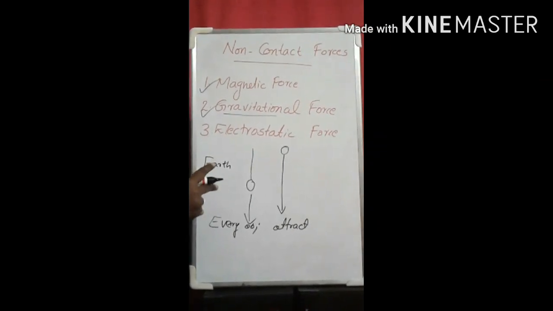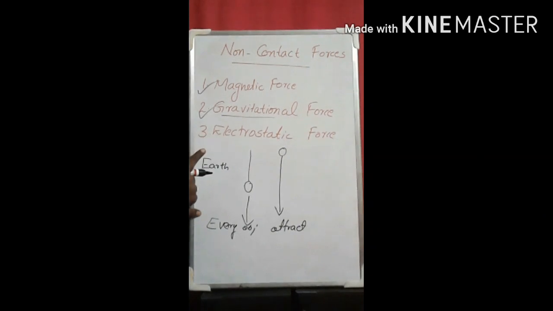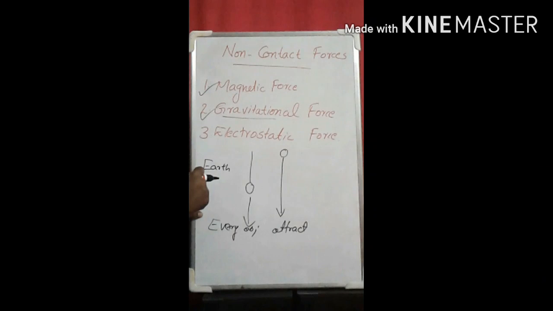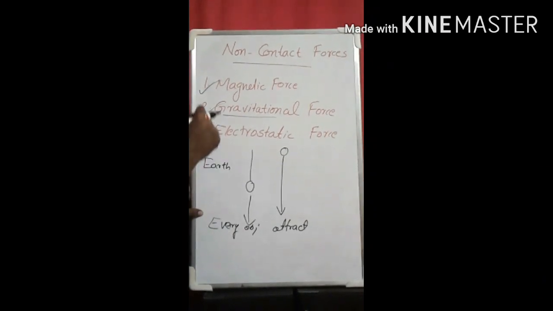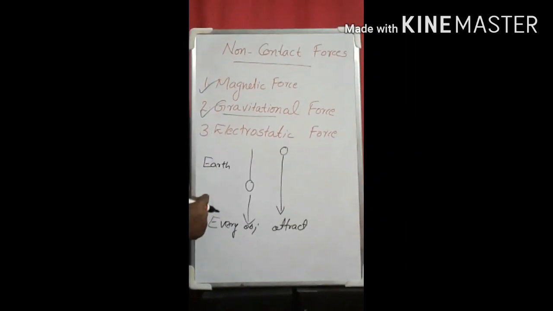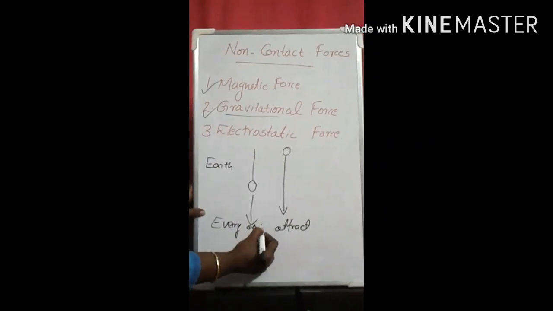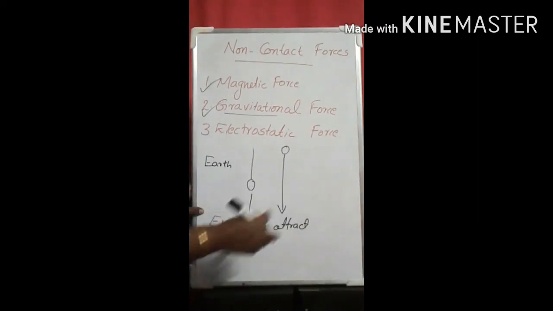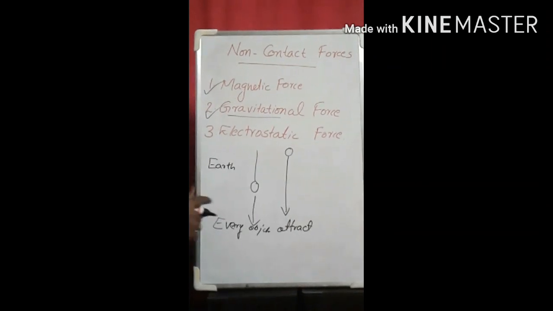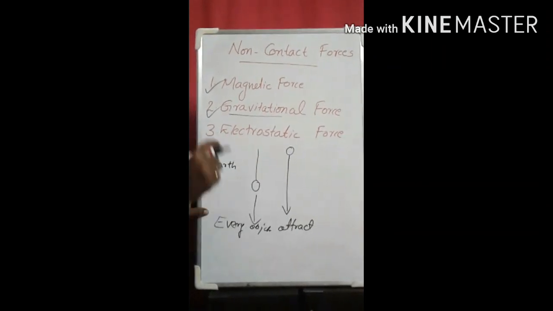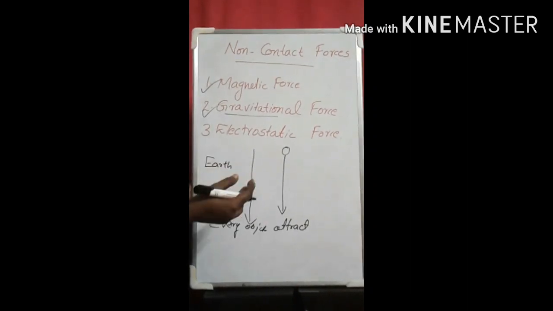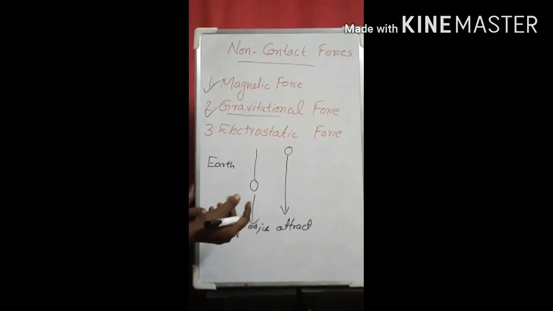So there are two definitions for gravitational force. The first definition is earth attracts every object towards its center with a force, and that force is called the gravitational force. The second definition is every object in the universe attracts each other with a force, and that force is called the gravitational force. So this gravitational force is an attractive force. What about magnetic force? It can be attractive or repulsive.